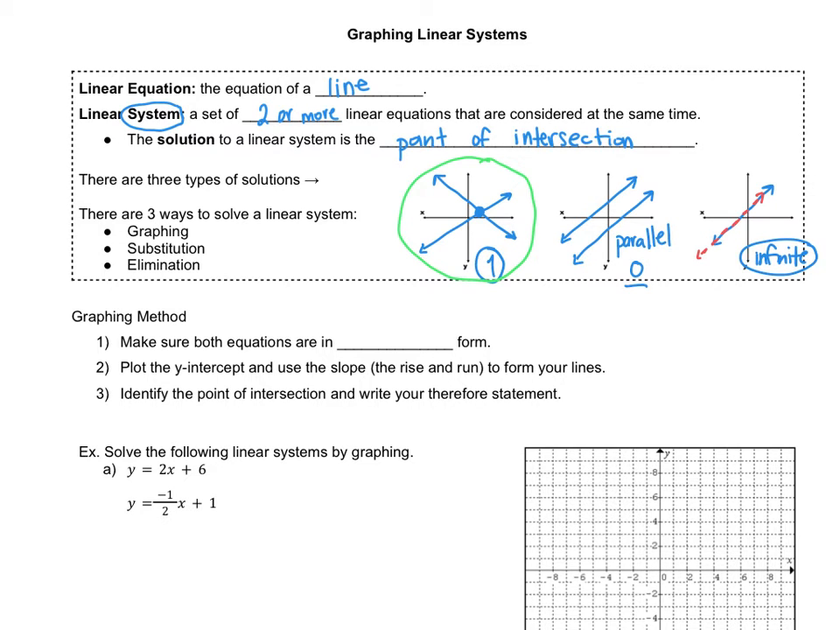There are actually three different ways to solve a linear system: by graphing, which is what we're going to be looking at today, but also two algebraic methods called substitution and elimination. But let's go ahead and start with graphing. So first of all, you want to make sure that both of your equations are in y equals mx plus b form. That way you can actually graph the line using the y-intercept and using the slope. Once you graph your two lines, you're just reading your graph and identifying that point of intersection.